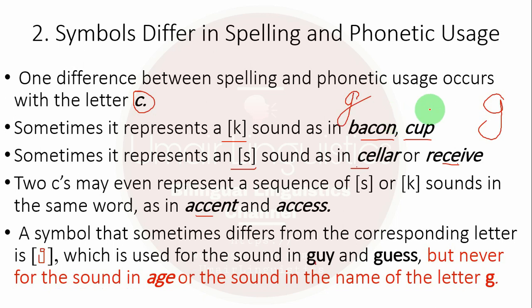But the main reason is that G sometimes represents the g sound, as in guy, guess, but sometimes it represents the j sound, as in age. Even the name for this letter is G, which is unlike how it sounds in guess. It sounds g in guess, but its name is G. So, as the name suggests, it is actually representing the sound in age, but not in guy or guess.